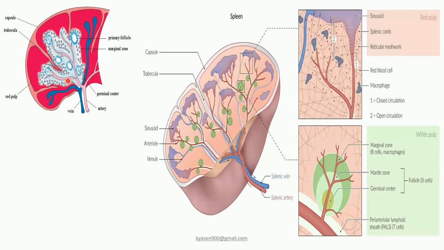Close to this sheath, of course, we have other immune cells like the B lymphocytes. In these follicles that you see here, all these germinal centers, they are going to contain B lymphocytes. But this sheath here is going to contain only T lymphocytes.